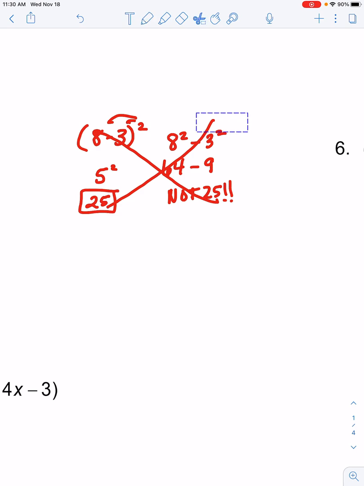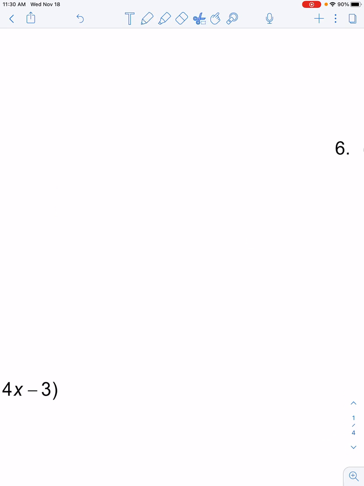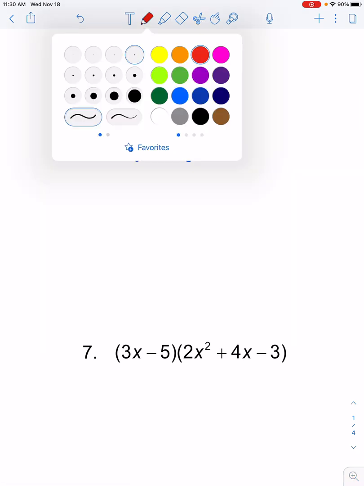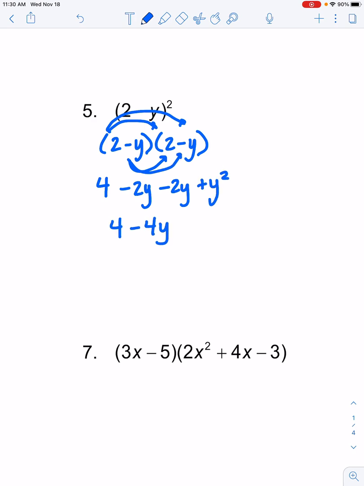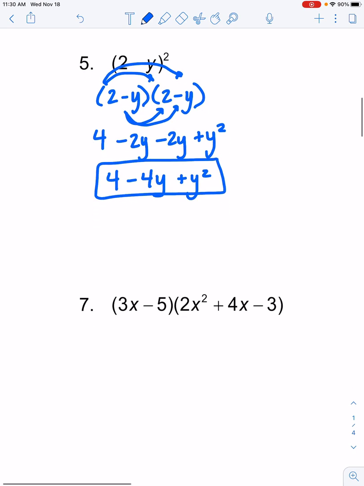You have to actually multiply it out, use that double distribution to figure out what the answer should be. So I've got 2 times 2, which is 4, 2 times negative y, which is negative 2y, again negative 2y, and positive y squared. So 4 minus 4y plus y squared. You could box that in. Mathematically, that is correct. But you typically see the variables written in descending order when you're looking at their exponents. So you typically see this written as y squared minus 4y plus 4. Either one should be fine.